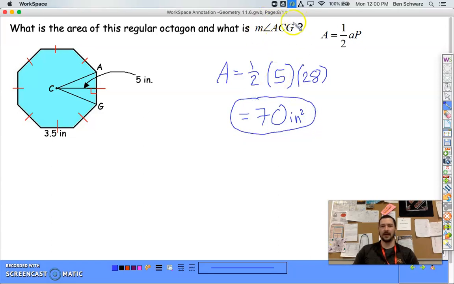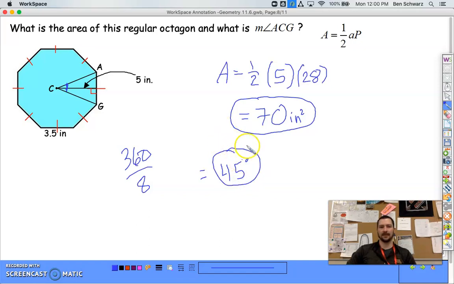We also need to find angle ACG. So ACG, that's our central angle. If you remember, to find that angle, we take 360 and we have 8 sides. So 360 divided by 8, and that's going to be 45 degrees. And there's that.